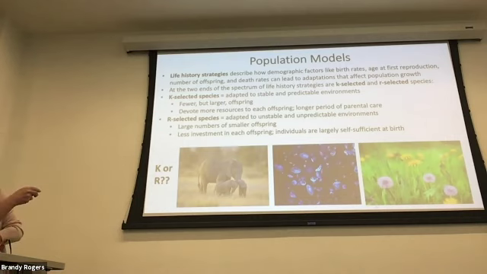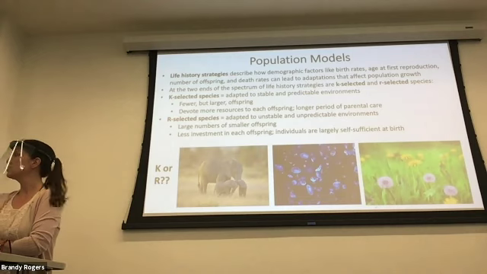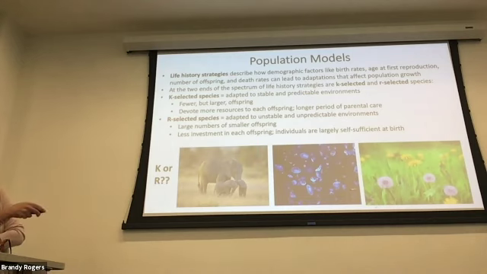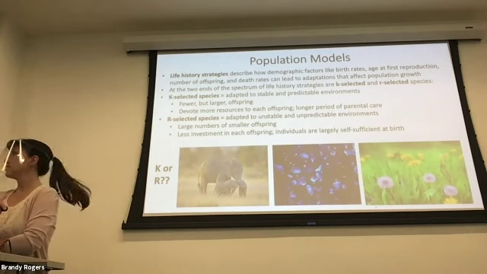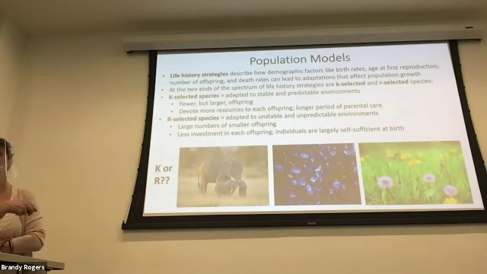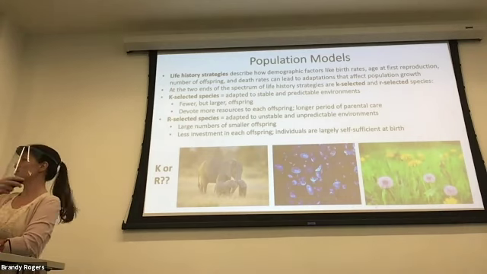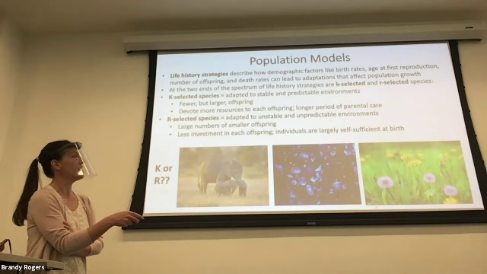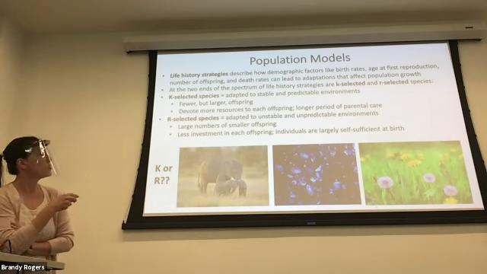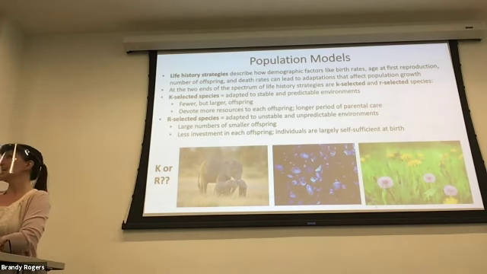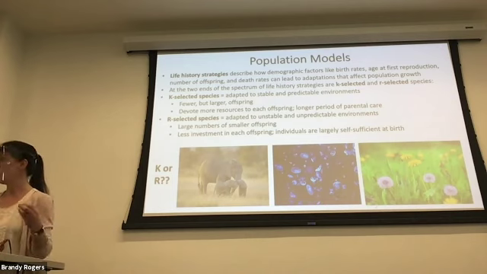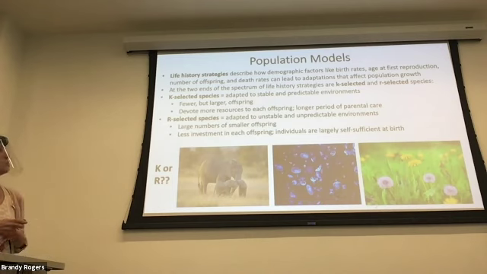And then the other end of the spectrum is R-selected species, which are adapted to unstable and unpredictable environments. That would be something like our jelly example, or a dandelion with wind-dispersed seeds. It's a sort of random species distribution pattern, and it sort of takes its chances when it can. Large numbers of smaller offspring, so less investment into each individual, but making a whole lot of individual offspring at once.